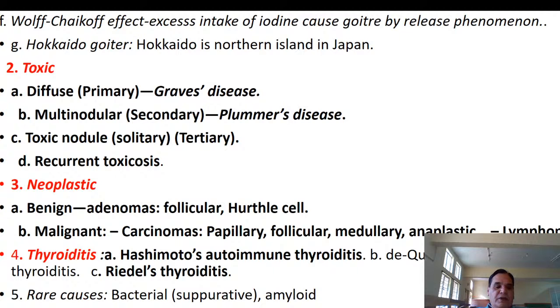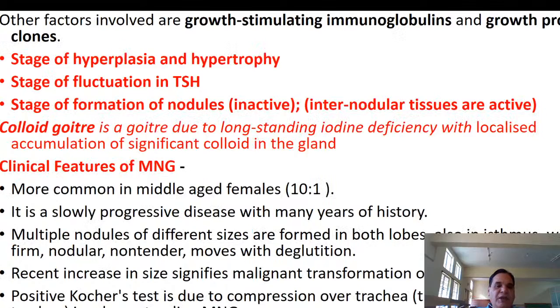Then comes the toxic. Toxic is Graves', multinodular, that is Plummer's, recurrent toxicity. Neoplastic: adenoma, follicular; malignant, carcinoma: papillary, follicular, medullary, anaplastic. Thyroiditis: Hashimoto's, Riedel's. Same thing is repeated here. The factors involved are growth-stimulating immunoglobulins and growth-prone cell clones.